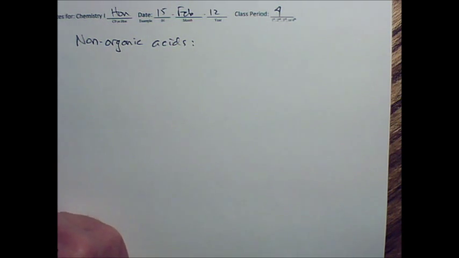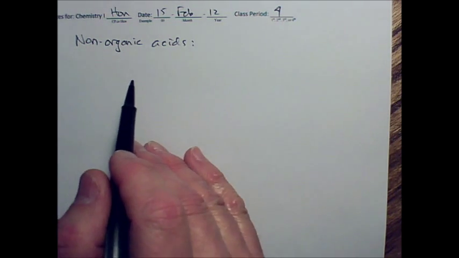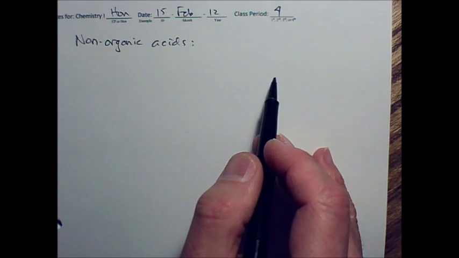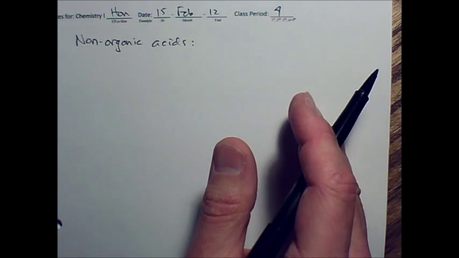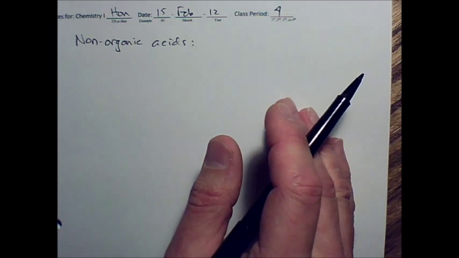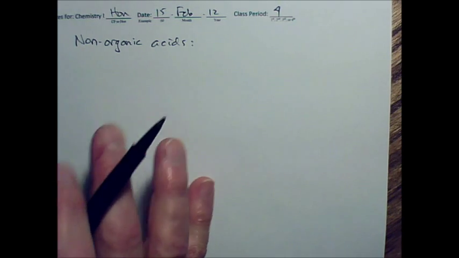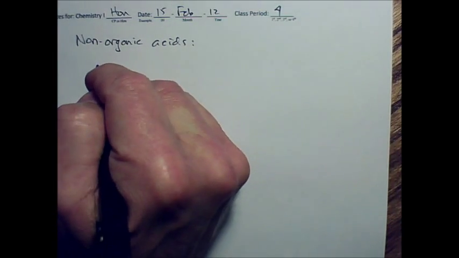All right, so we have, let's see, I guess you could say three different categories of acids. You've got binary non-organic acids, you've got oxyacids, and you have organic acids. We'll save organic acids for later when we do the organic chemistry section. Right now we're just going to name binary acids and those acids that have oxygen in them. So let's start with binary acids.